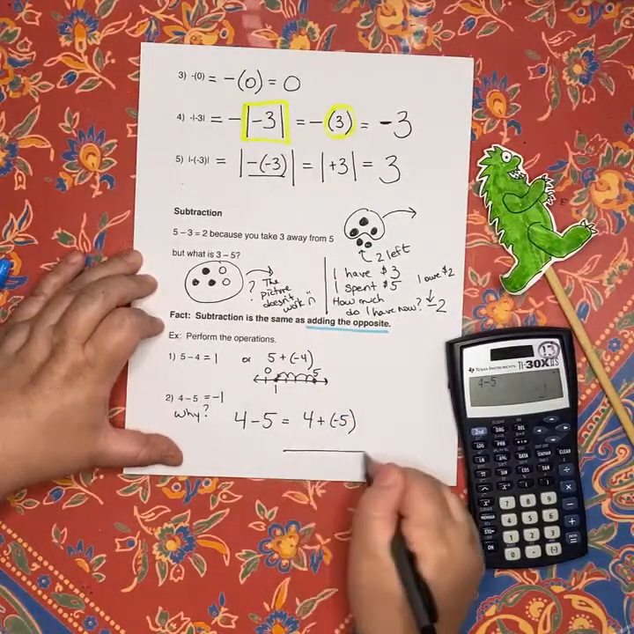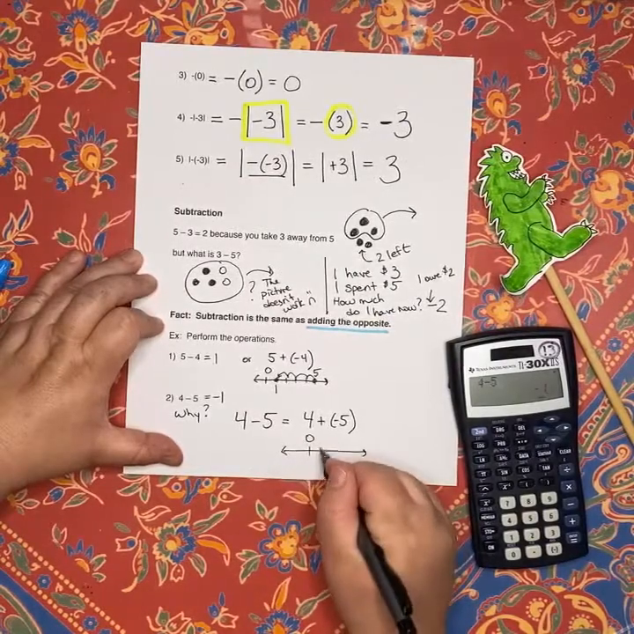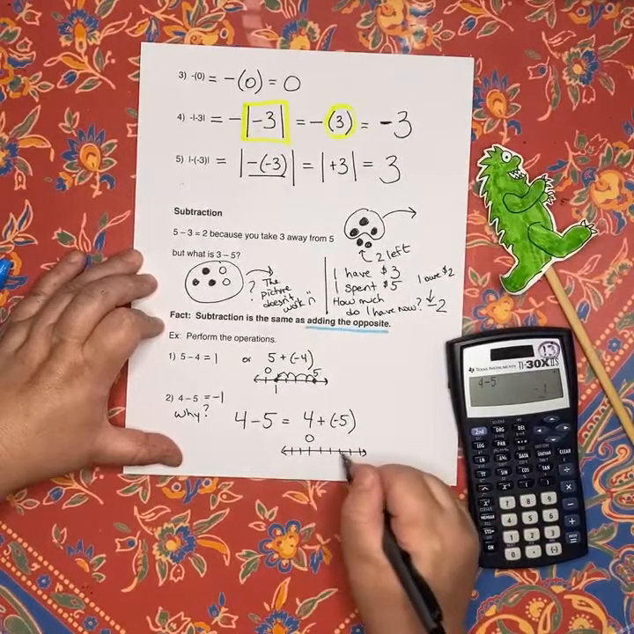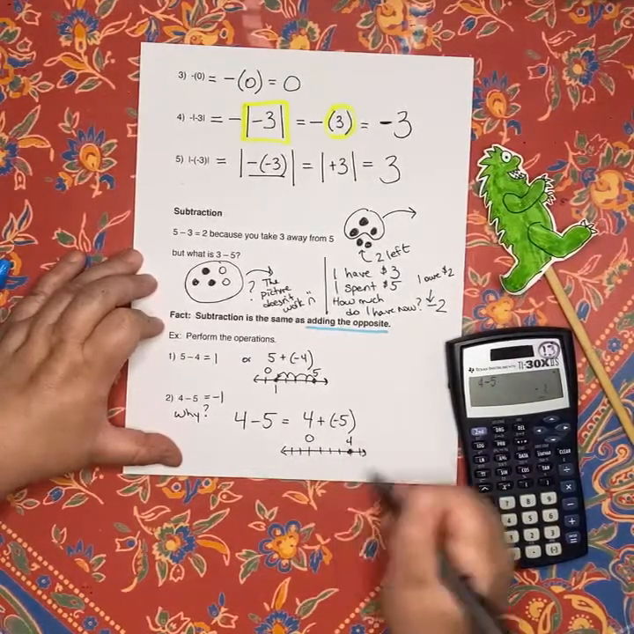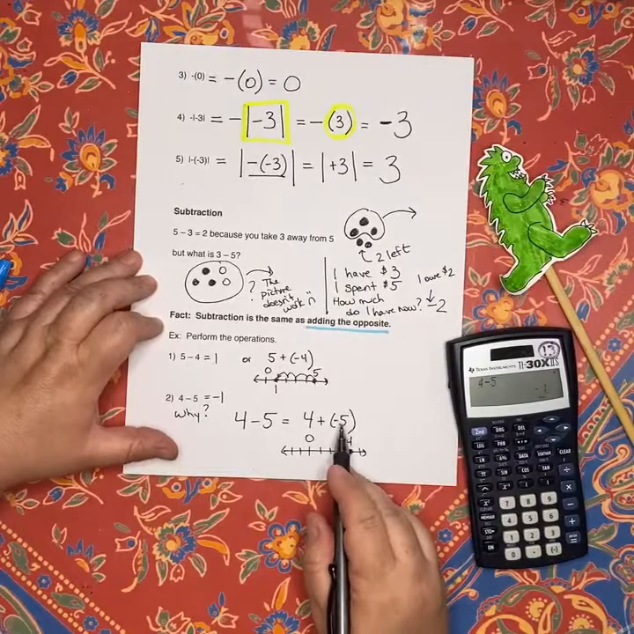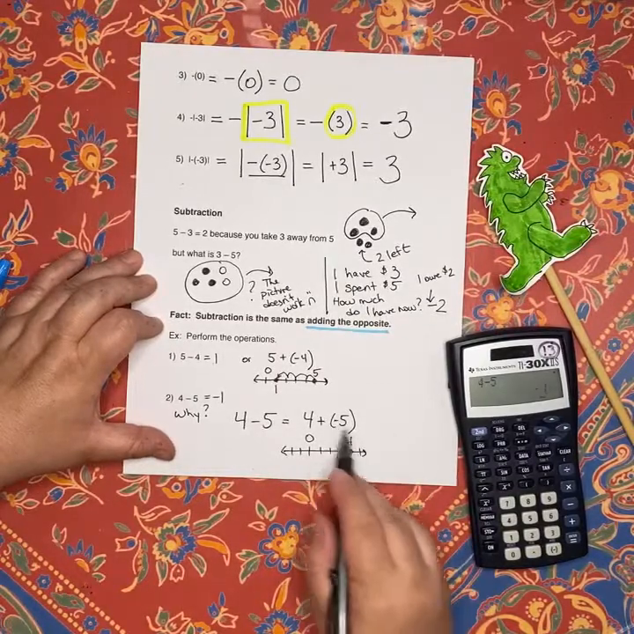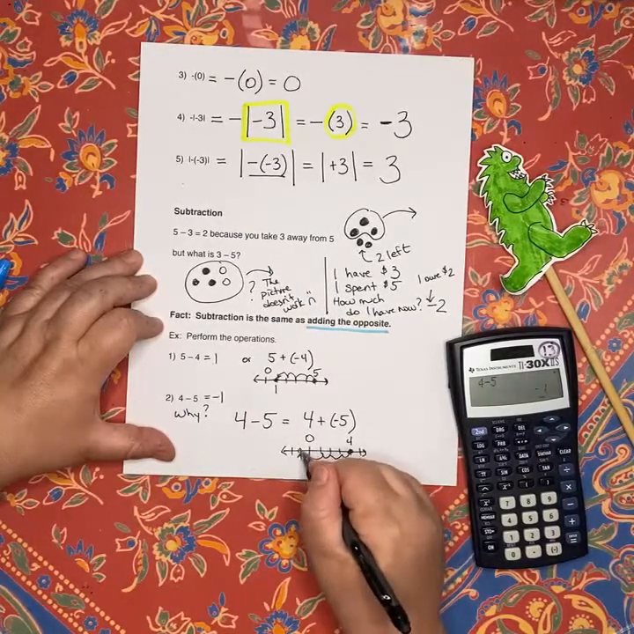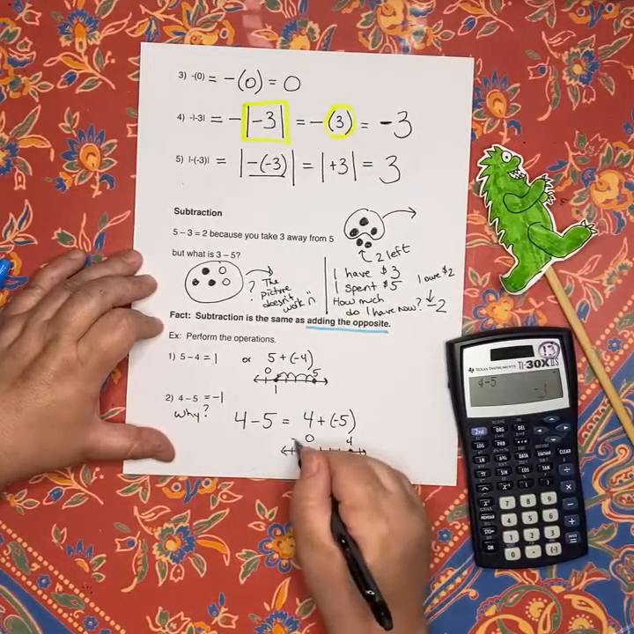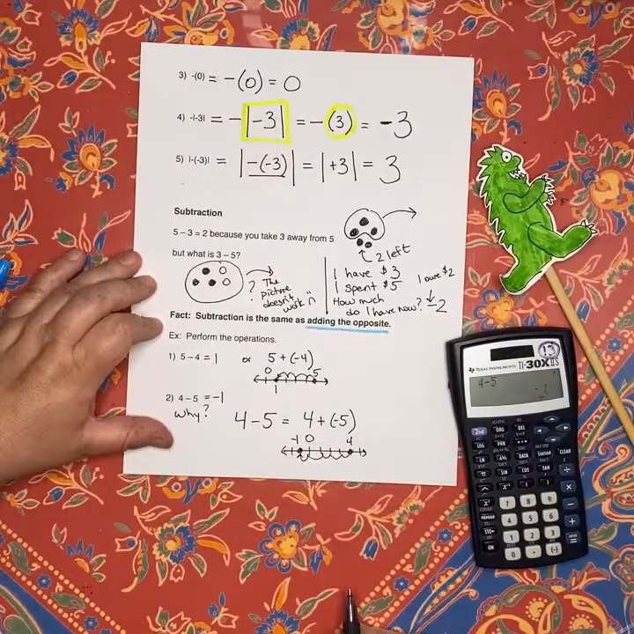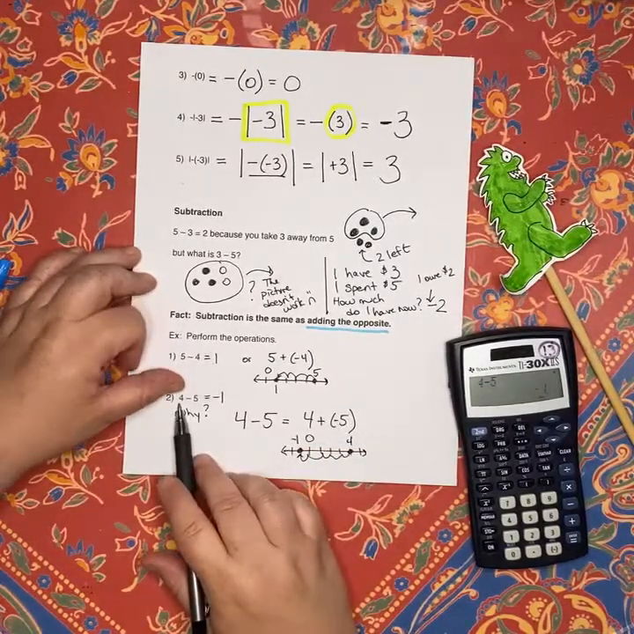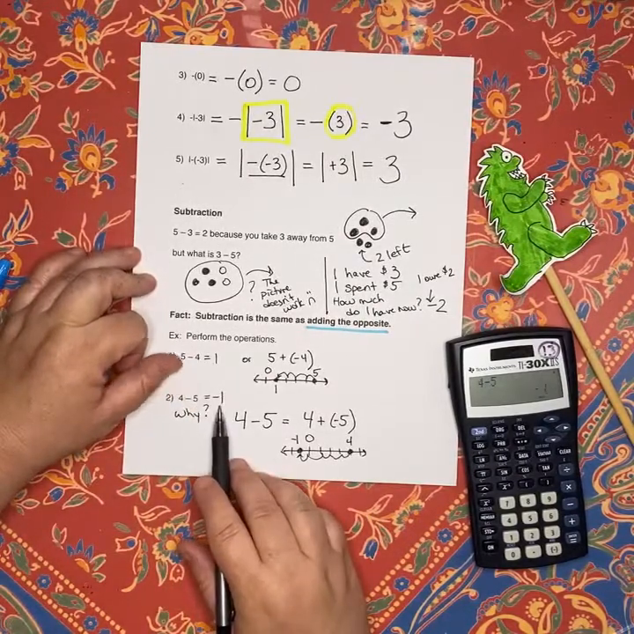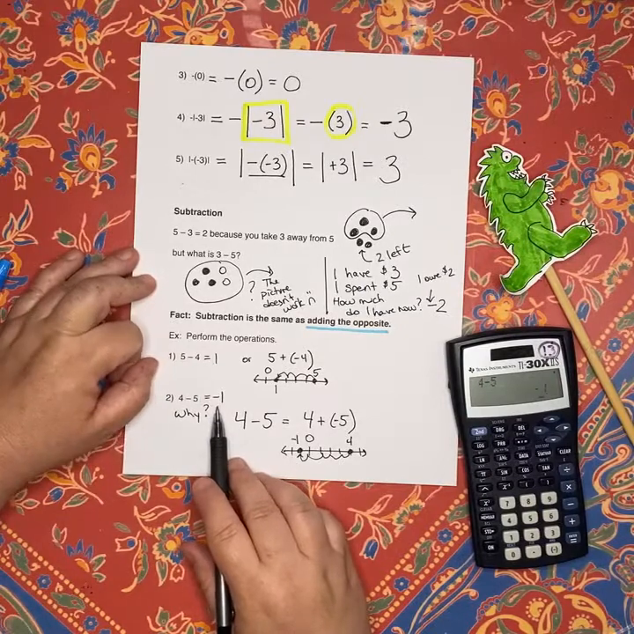Okay. Here's 0, 1, 2, 3, 4. Here I am at 4. Now, if I'm adding a -5, normally adding goes to the right, but -5 goes to the left. 1, 2, 3, 4, 5. Where am I? I'm here. I'm 1 unit to the left. I'm at -1. Or I had $4. I spent $5, so I owe someone $1. I spent more money than I had, so I had to borrow $1.